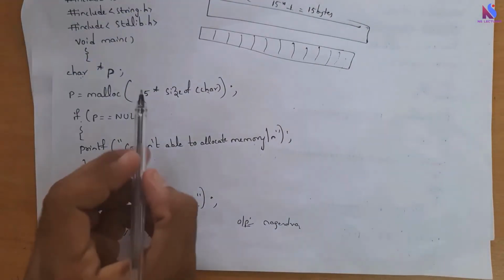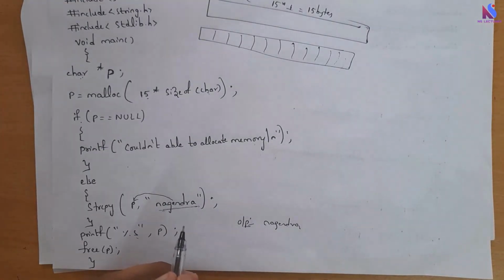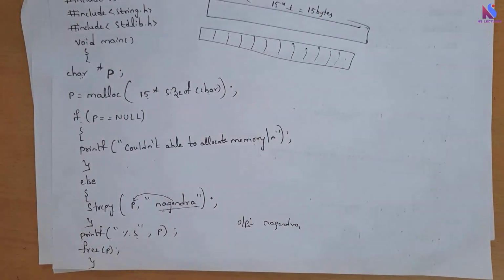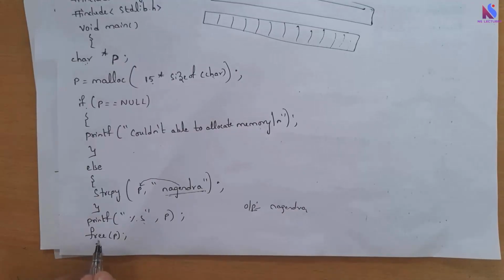Though I gave the size as 15, my text contains only 8 characters, so it will occupy only 8 bytes of memory. This is the use of the malloc function. And at last you need to remove this allocated memory by using the free function. So I wrote here free of p because p contains the information. This is the program for the malloc function.